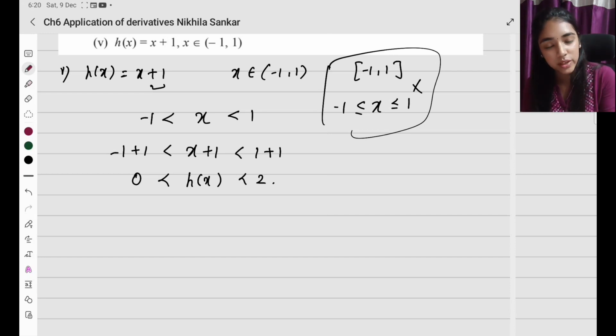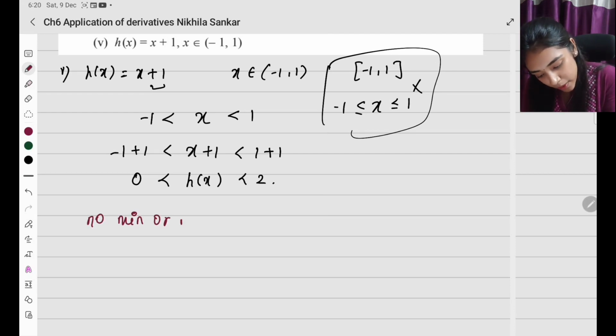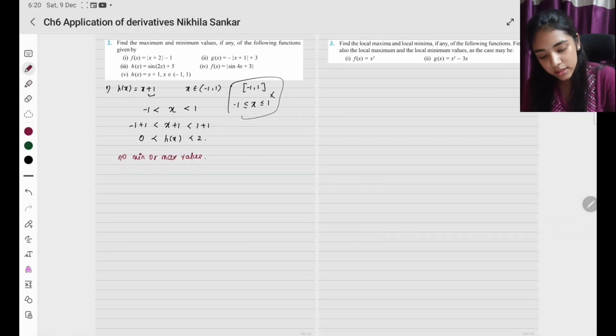Minimum value is something else, it could be 0.0001, it can be 0.2, it can be 0.5, it can be anything, right? So I do not know what my minimum and maximum value is. So no minimum or maximum value. Okay, clear? Please copy.